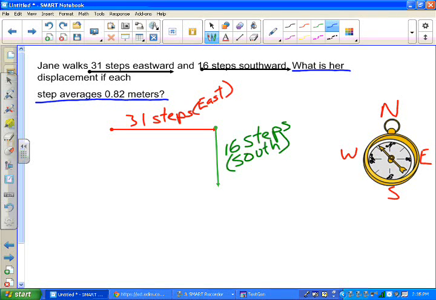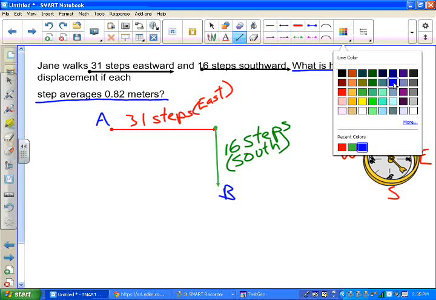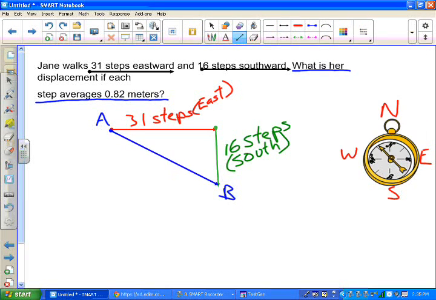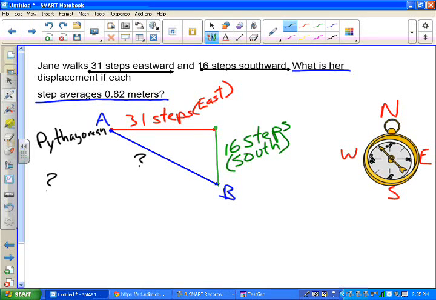Well, your displacement is from starting point A to point B. So what I really need to figure out is the distance from A to B. Well, that's easy to find. If I use the Pythagorean theorem, I can find the hypotenuse of this right angle triangle, which should be equal to the square root of 31 squared plus 16 squared. So remember that these are the steps, and at some point we're going to have to convert that to meters. Now, if you choose to, you can convert 31 steps to meters and 16 steps to meters. That's fine. You'll get the right answer either way.